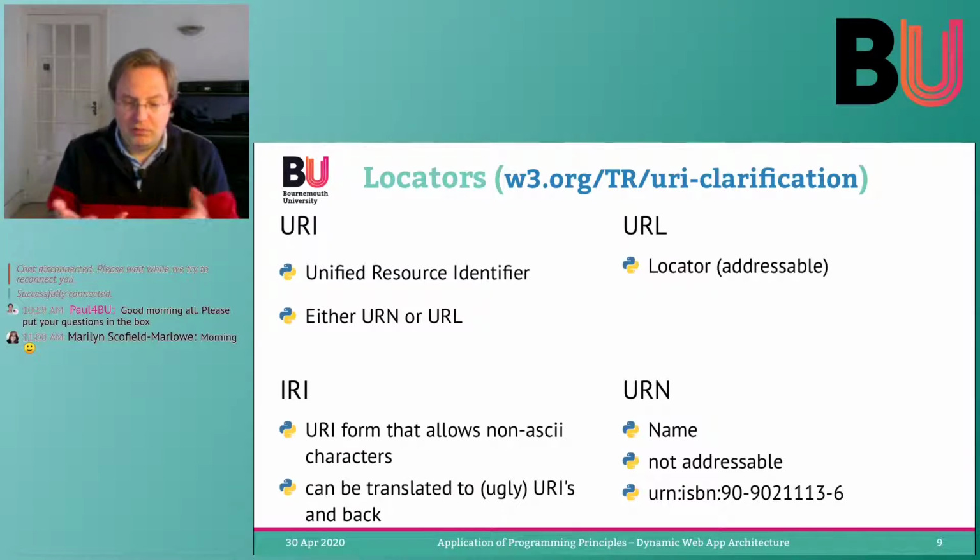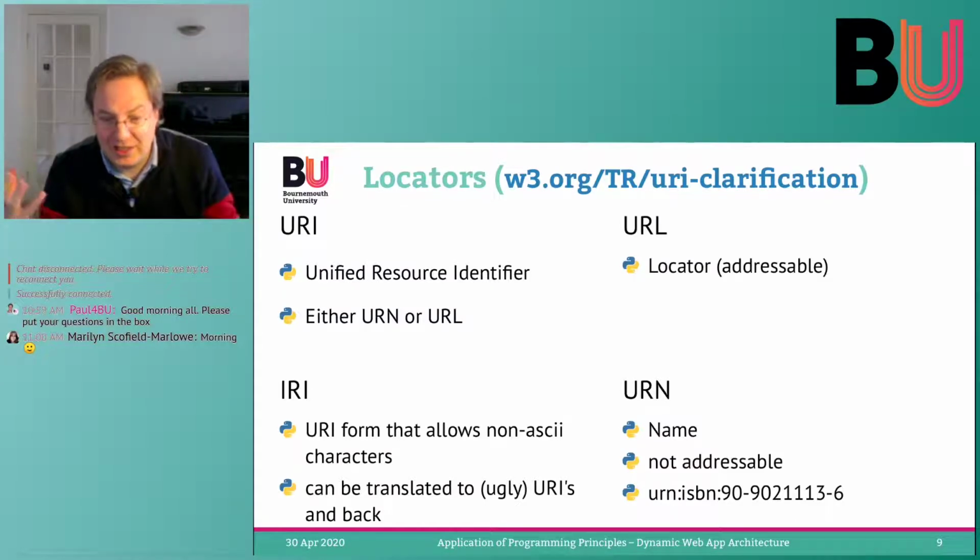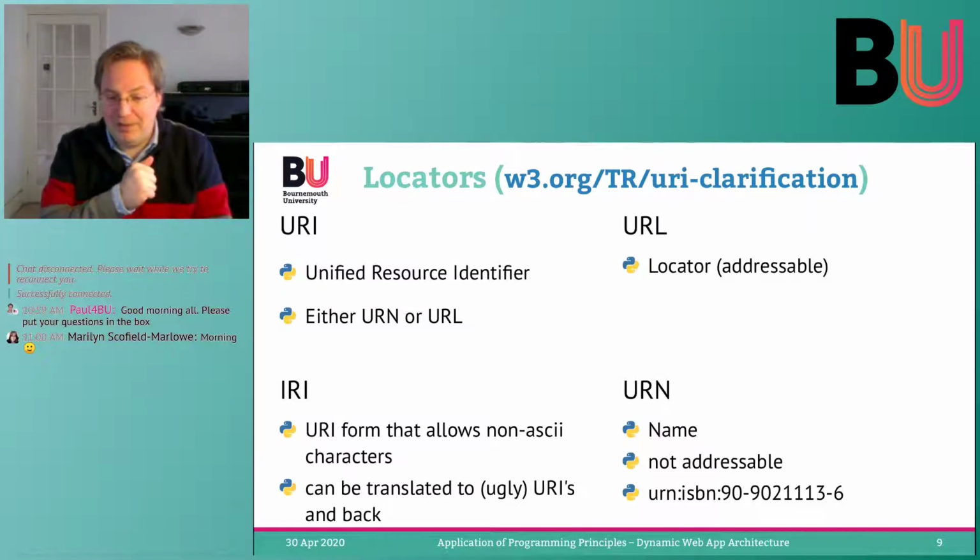So, for example, an ISBN number. It is unified and it's unique. If you go and look up, you can find what book that is.